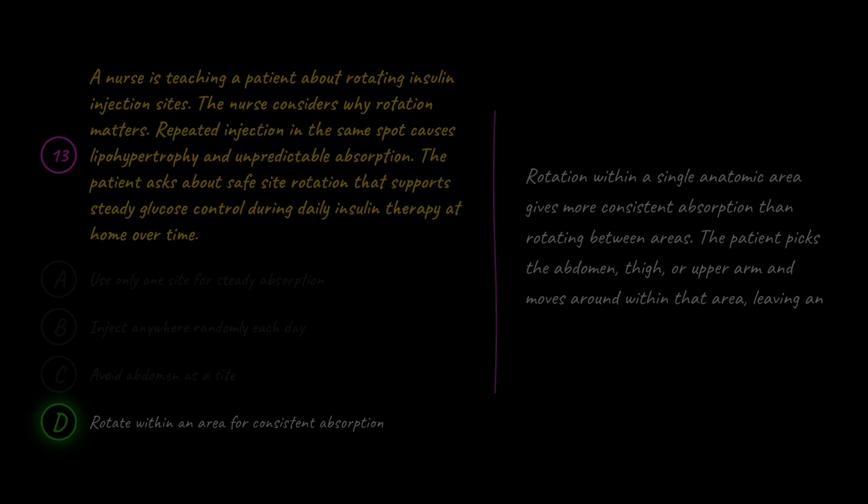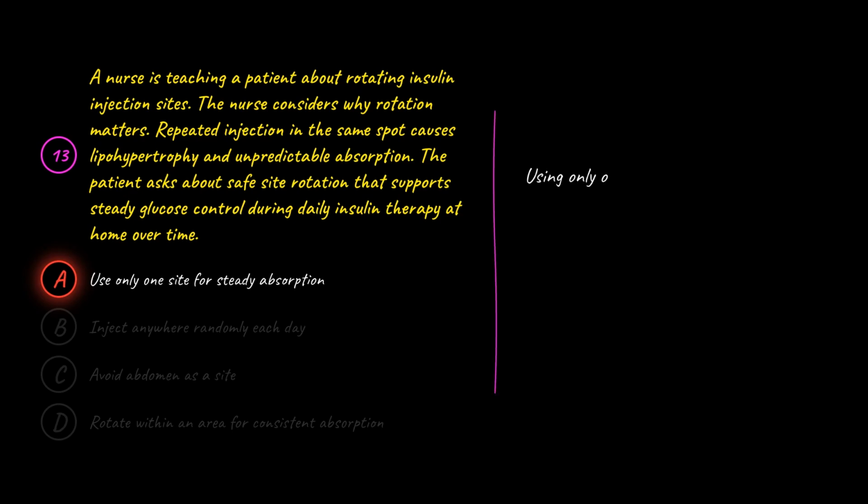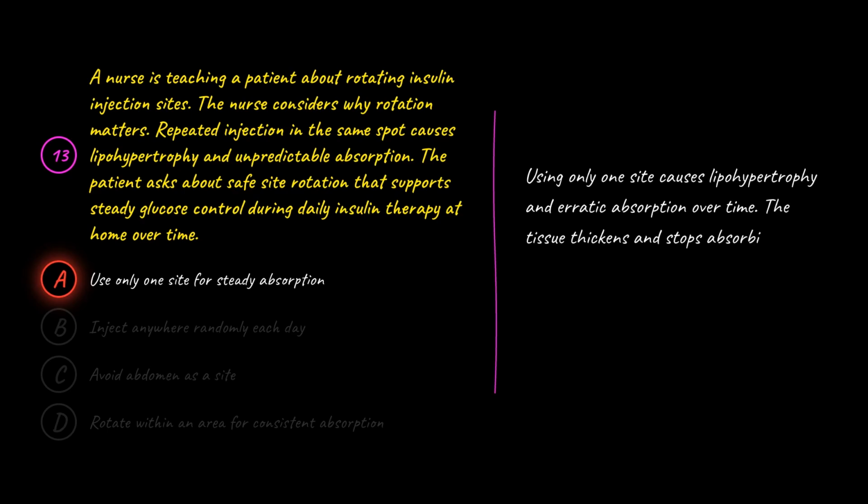injections. A is wrong because using only one site causes lipohypertrophy and erratic absorption over time. The tissue thickens and stops absorbing insulin reliably, which leads to unpredictable glucose control and possible severe swings during therapy.